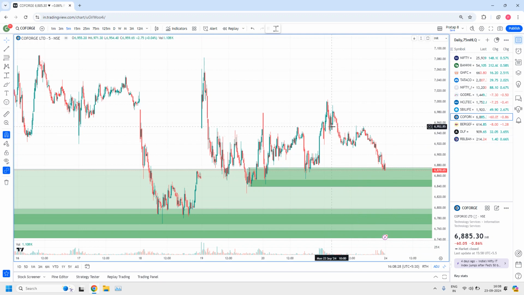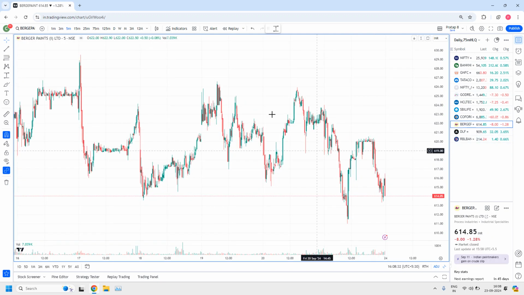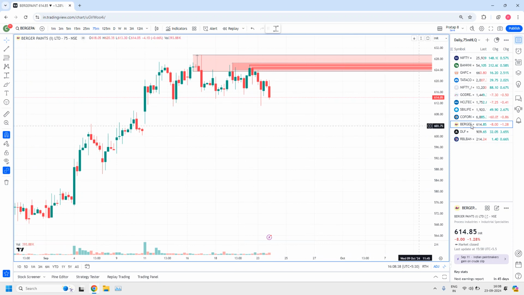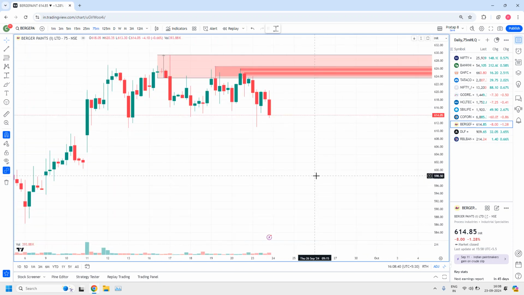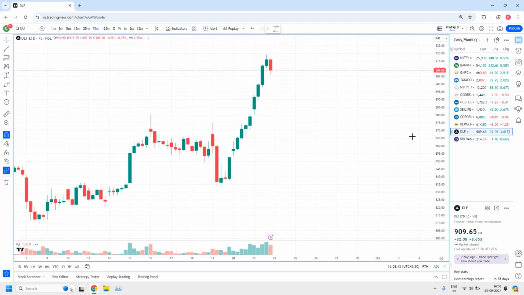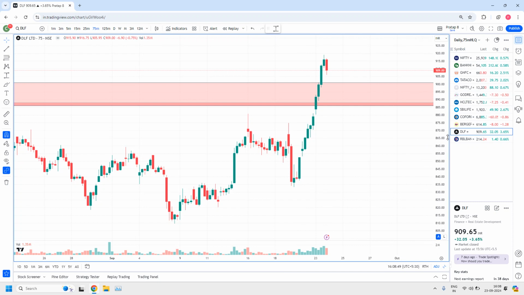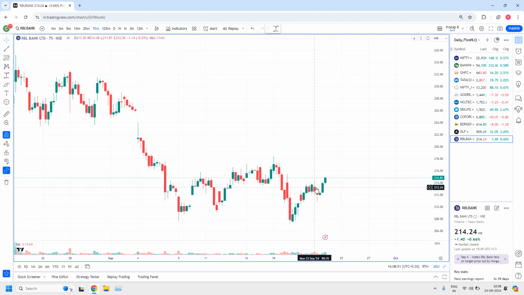So this is about Coforge. Burger Paint we already discussed. Narrowly we missed this trade, that is what I explained. Your 75-minute supply zone. And DLF we already discussed. It is completely violated. We know the zone will be violated. And the last one is RBL Bank. This is again a daily high liquidity supply zone.